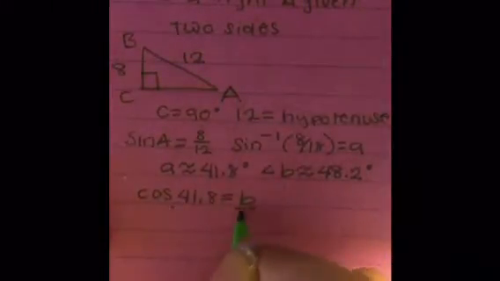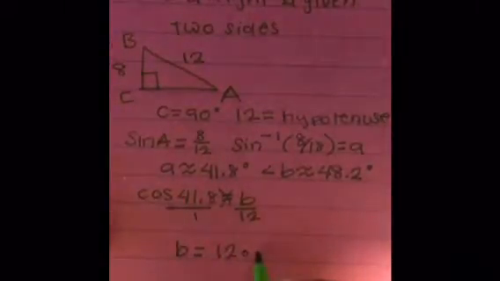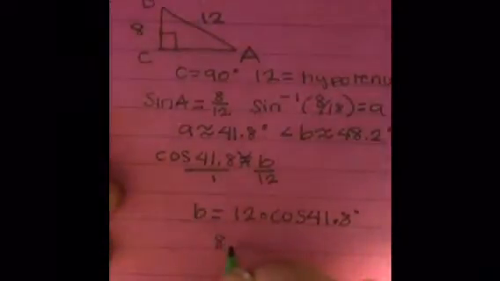The next step is to find the cosine of 41.8 equals b over 12. And to solve this, you would cross multiply, so cosine 41.8 over 1 times b over 12, which becomes b equals 12 times cosine 41.8, which is, on a calculator, approximately 8.9.